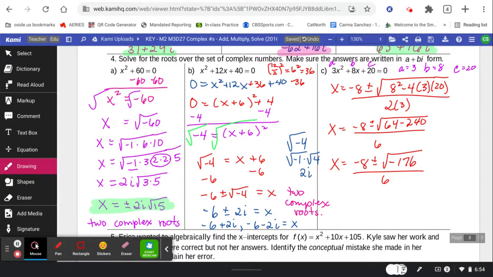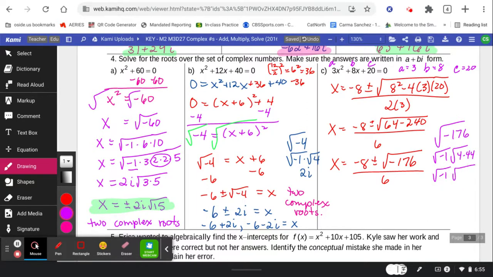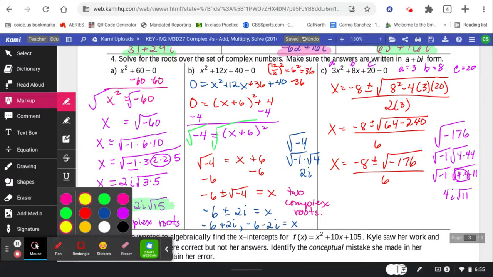176 divided by 4. That breaks down into the square root of negative 1. And 176 is 4 times 44, or 4 times 4 times 11. So a 4 can come out and an i can come out and a root 11 stays in. So this right here is what we substitute in or plug in right there.